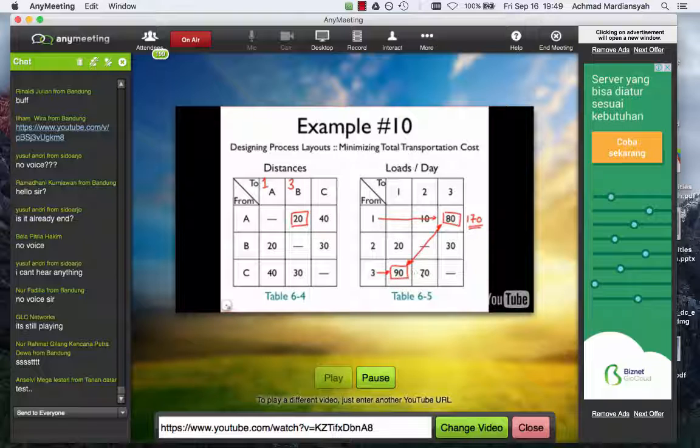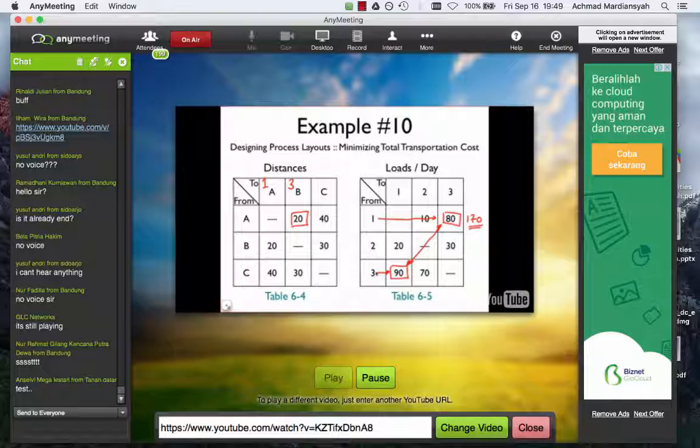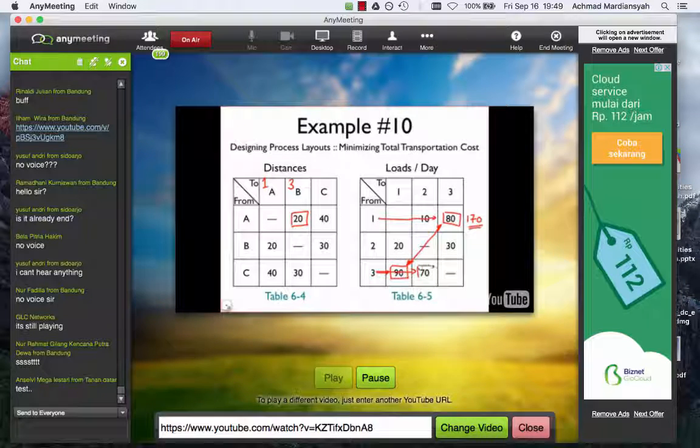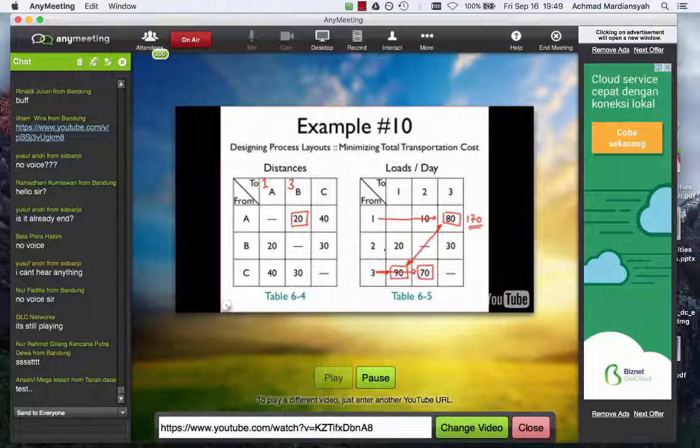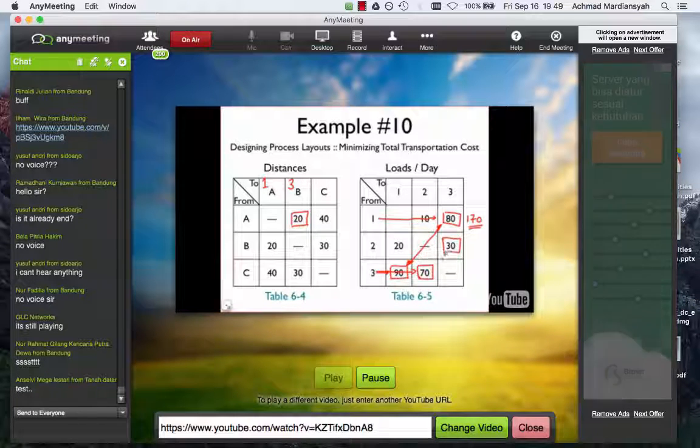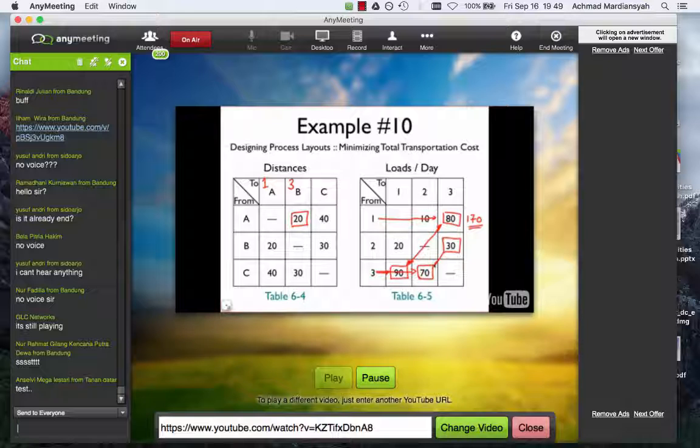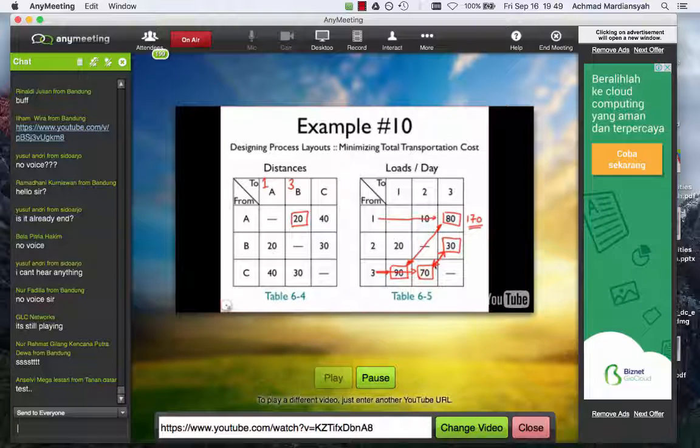And then we can go back to our table. Where do we incur the next most amount of work? Well, from 3 going into 2 is 70 loads a day, and from 2 into 3, right here, is 30.